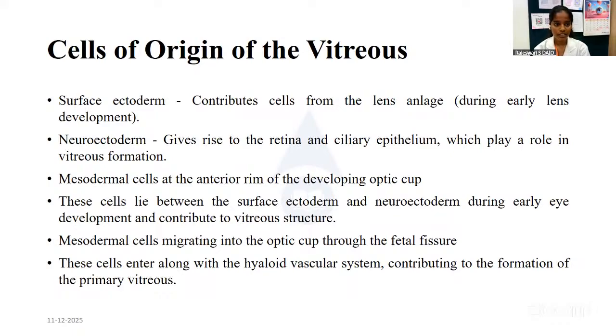Cell of origin of the vitreous. Surface ectoderm contributes cells. Neuroectoderm gives rise to the retina and ciliary epithelium, which plays a role in vitreous formation. Mesodermal cells at the anterior limb of the developing optic cup lie between the surface ectoderm and neuroectoderm during early eye development and contribute to vitreous structure. Mesodermal cells also migrate into the optic cup through the fetal fissure. These cells enter along with the hyaloid vascular system, contributing to the formation of the primary vitreous.